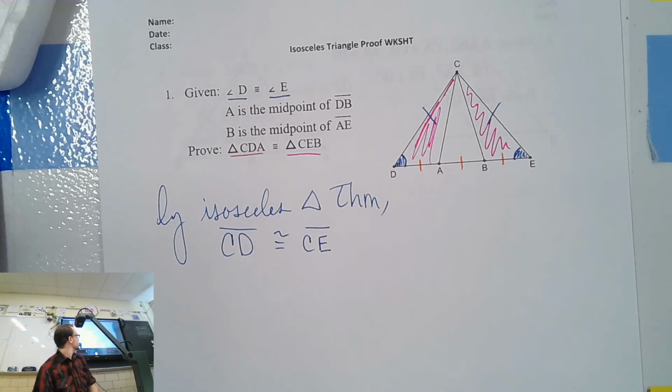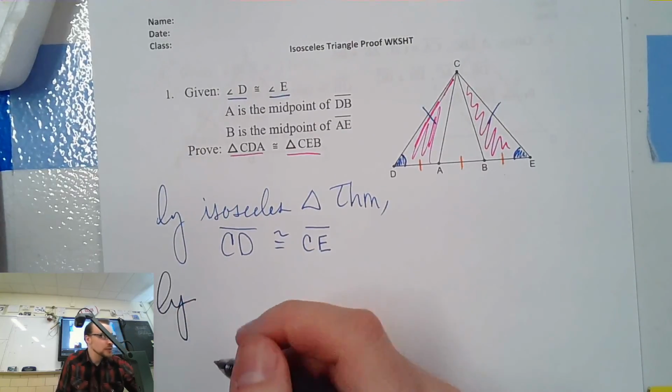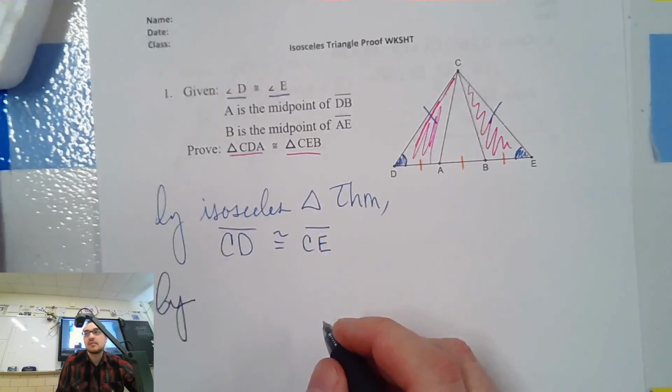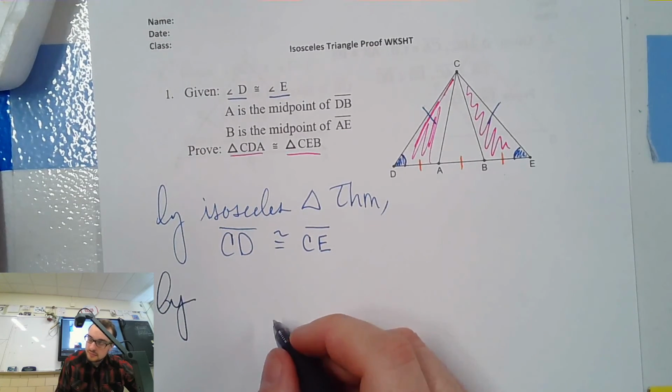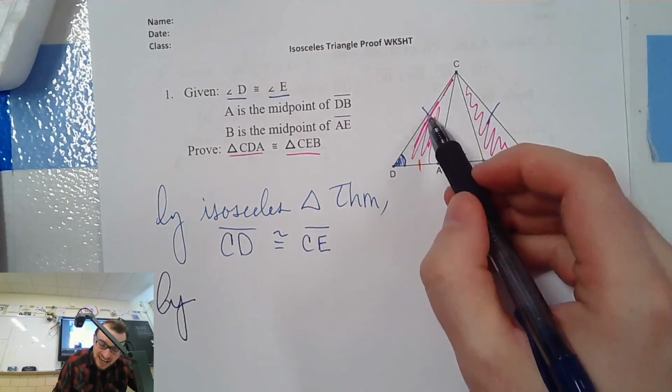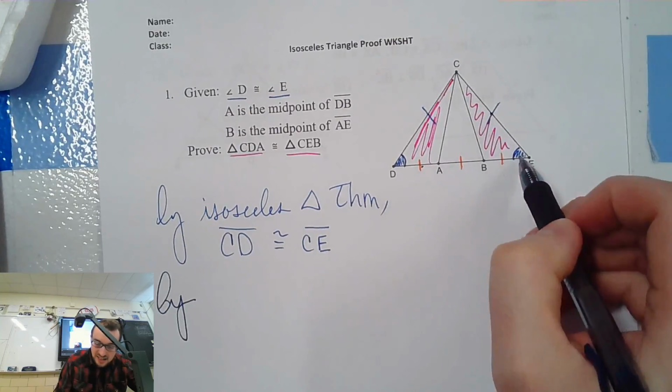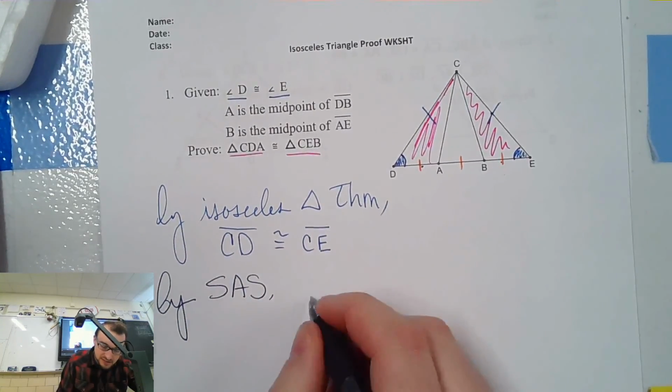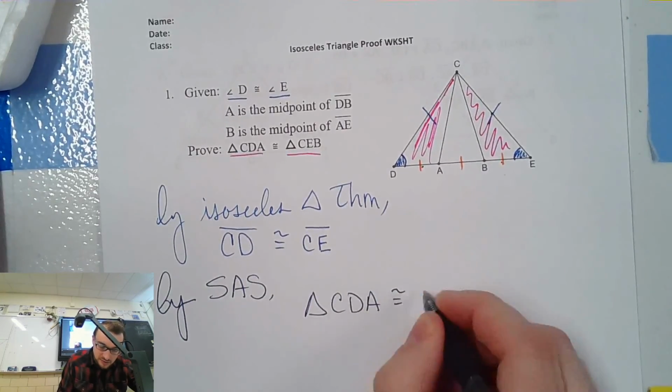How long is this survey going to take? By isosceles triangle theorem, CD and CE are congruent. Now, how do we prove the two pink triangles, CDA and CEB, congruent? Go ahead, Luke. Well, side angle angle? So CD and CE are congruent, and A and B. Something like that. We need a triangle theorem. I need a three-letter acronym. SAS. Side, angle, side. So by side, angle, side, triangle CDA is congruent to triangle CEB.